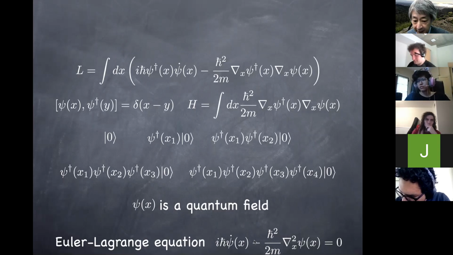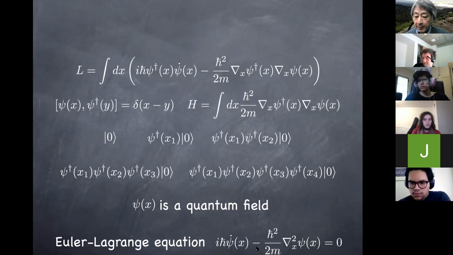It looks like I have made a sign error. This must be plus after doing the integration by parts. So I'm going to correct that and repost the slides later on. And so this is the Euler-Lagrange equation for the field operator psi.